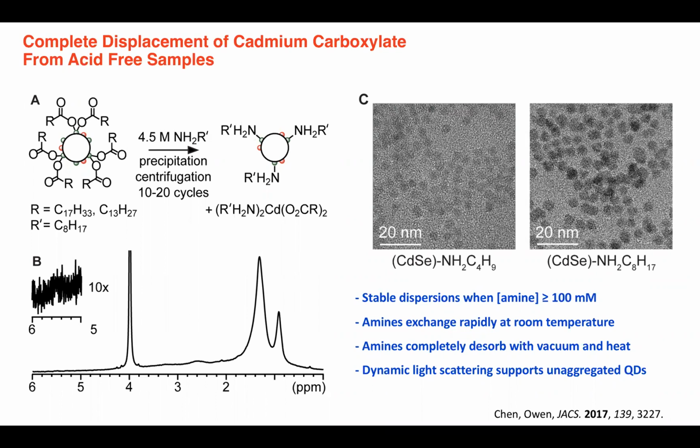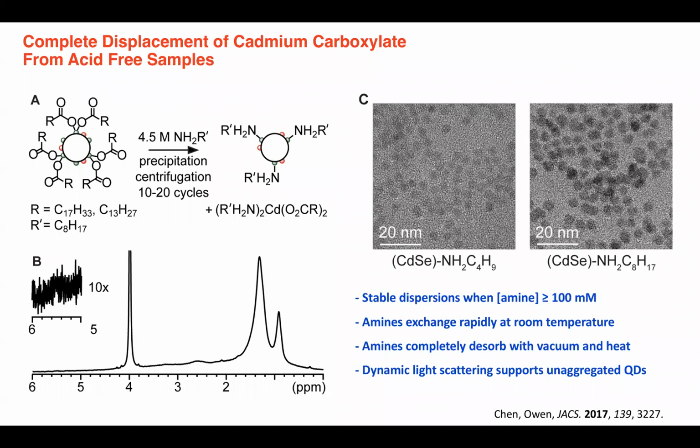Here's an NMR spectrum of this type of quantum dot. And in fact, not all of the amines in this solution are bound to the particle. But yet one sees only one set of NMR resonances. And the reason is that the amines that are free in solution and those that are bound to the particle are exchanging more rapidly than the NMR timescale.